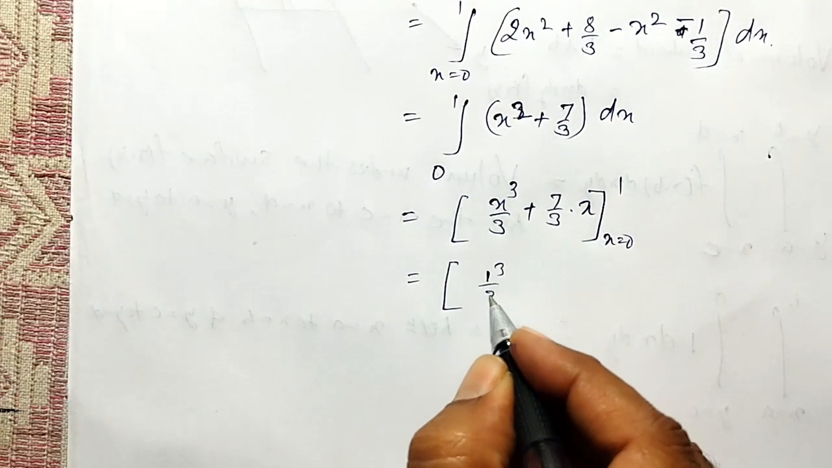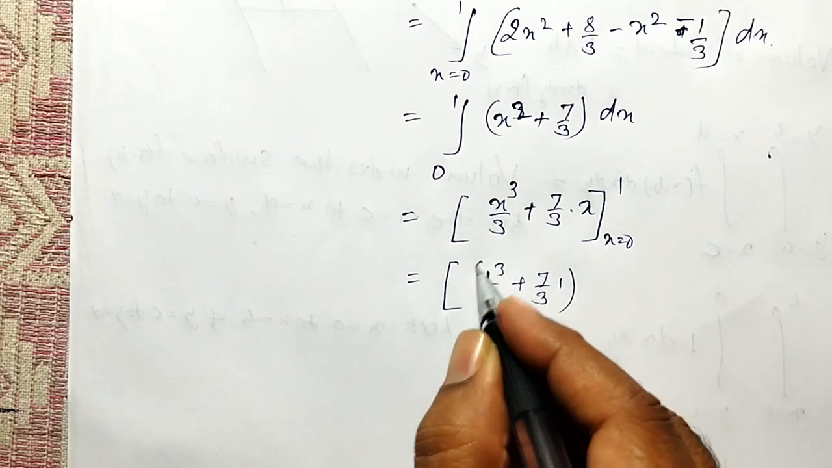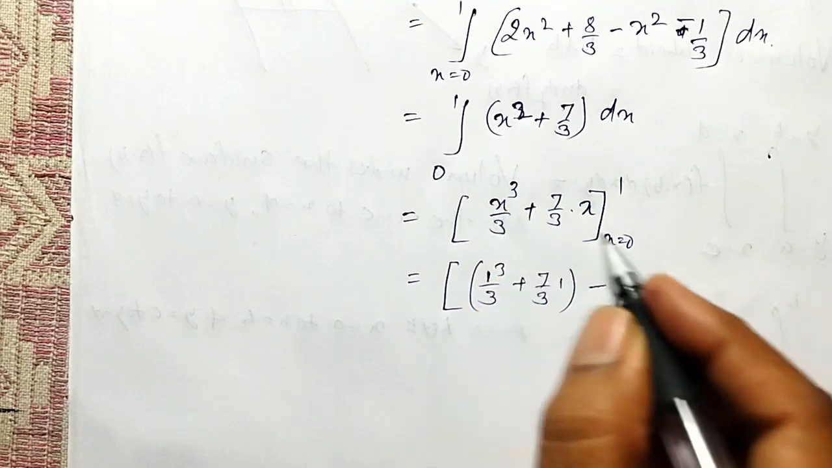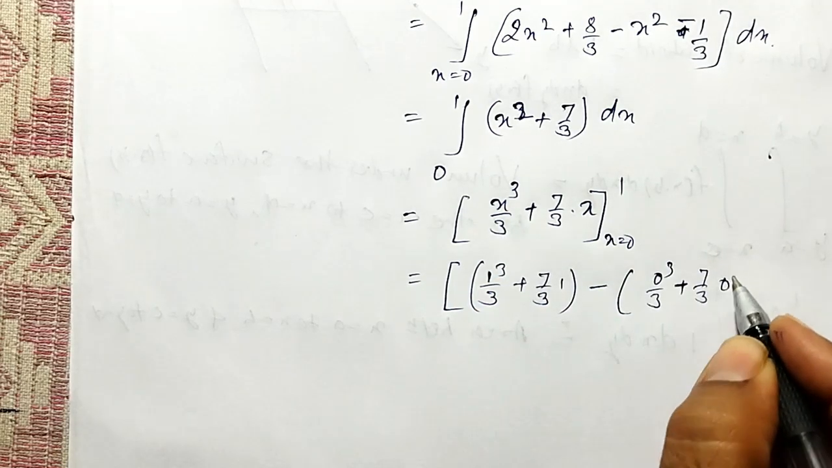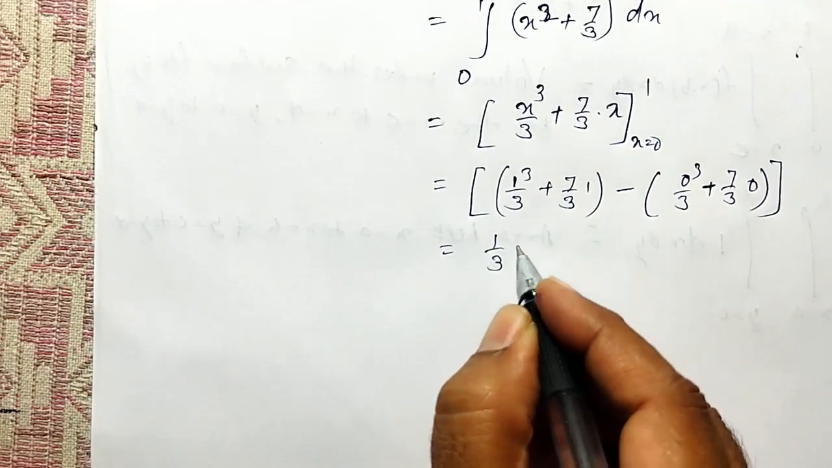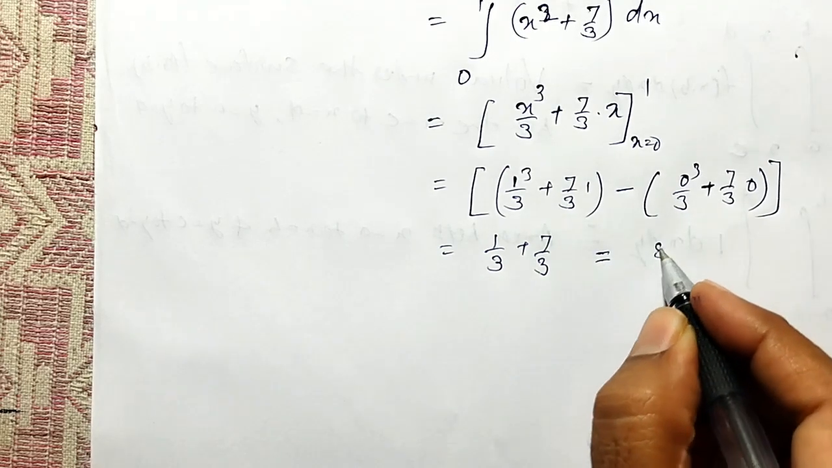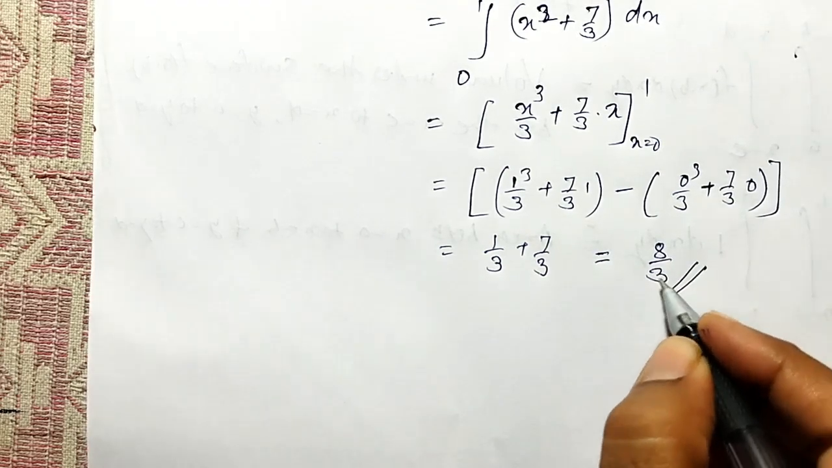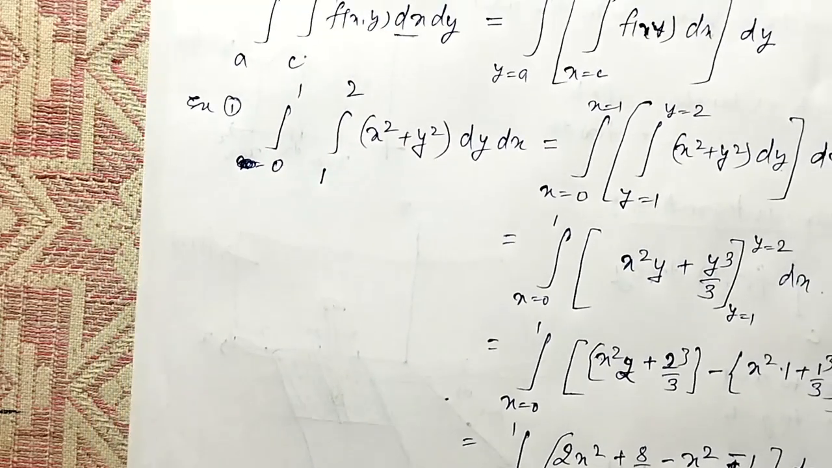1 cube divided by 3 plus 7 by 3 into 1, upper limit, minus lower limit, 0 cube divided by 3 plus 7 by 3 into 0. Therefore, what am I going to get? 1 by 3 plus 7 by 3. Therefore, it is nothing but 8 divided by 3, which is my final answer. This is how to evaluate whenever both the limits are constants.